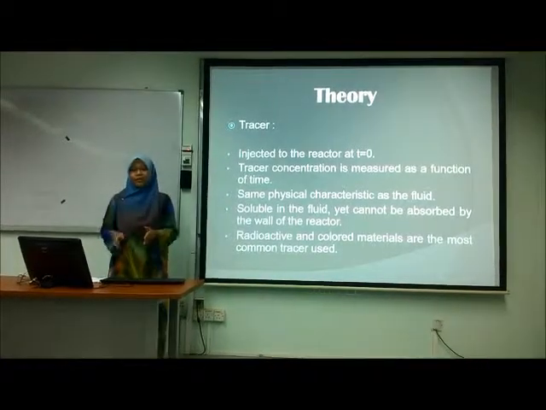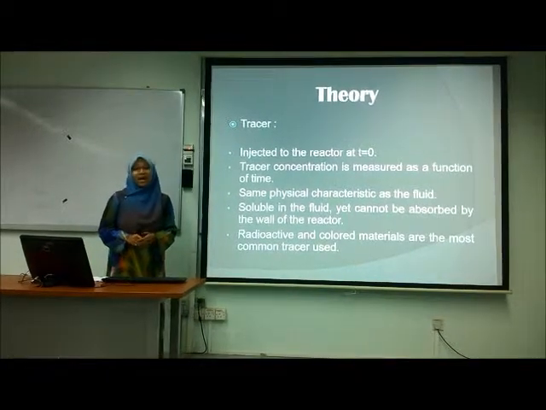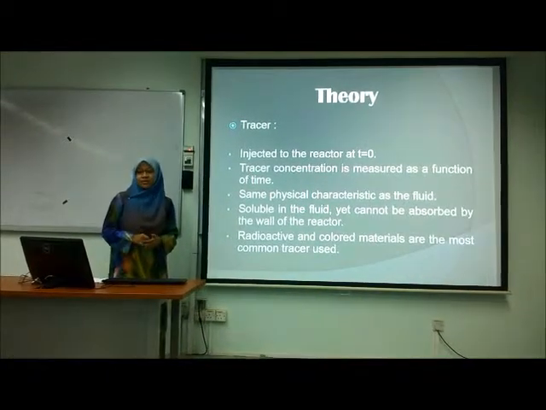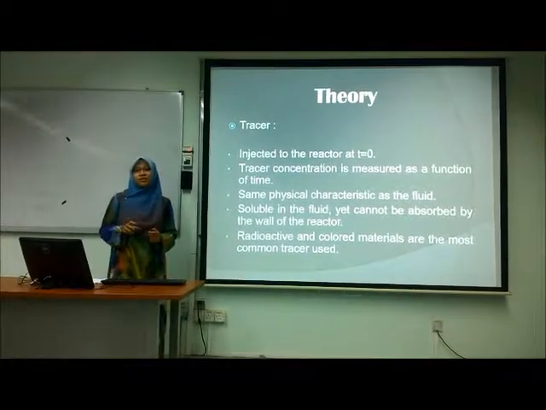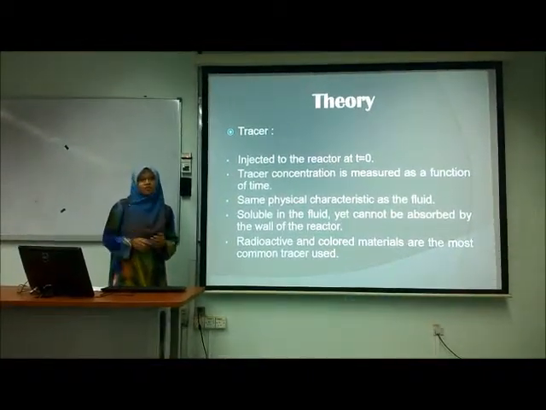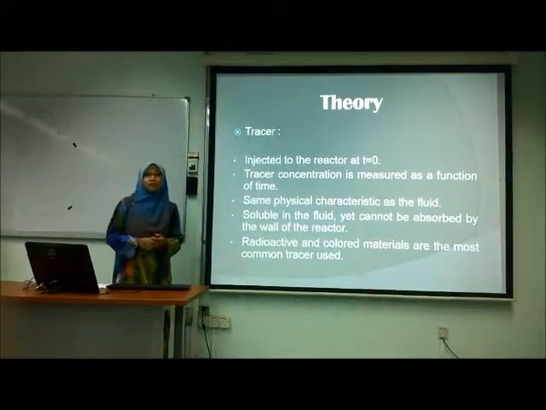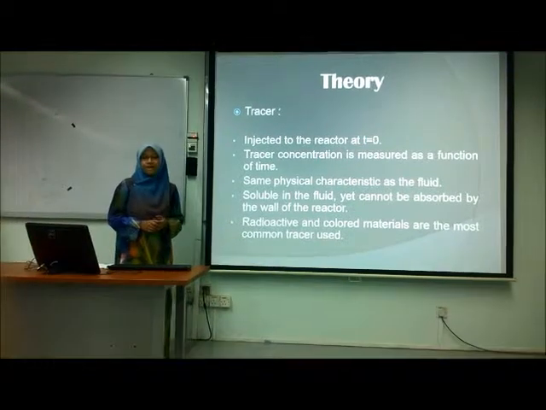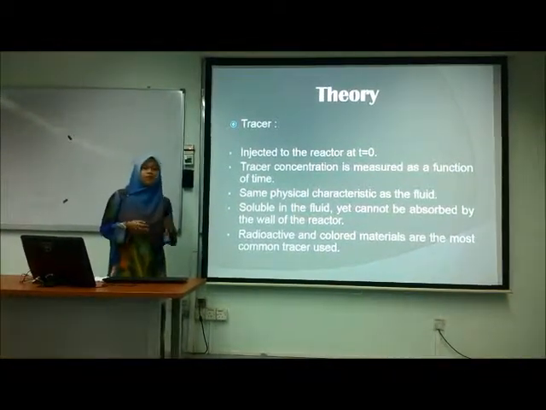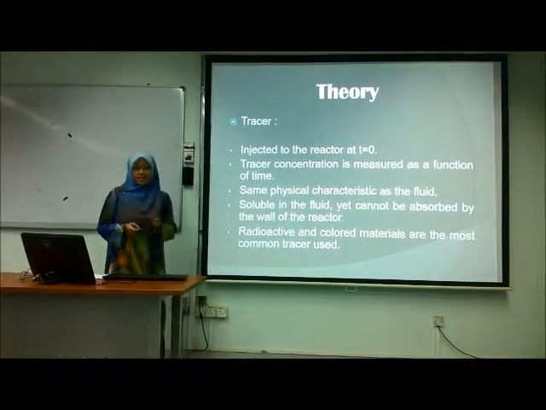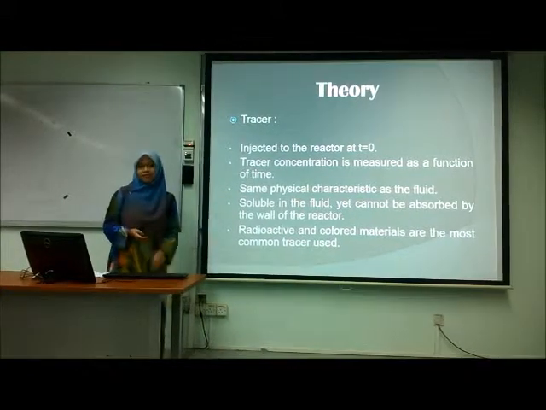Moving on to the theory. In order to measure residence time distribution in chemical reactor, an inert chemical named tracer is injected to the reactor at t equal to 0, and the tracer concentration is measured as a function of time. The tracer must have the same physical characteristic as the flowing fluid in the chemical reactor, and the tracer must be soluble in fluid yet cannot be absorbed by the wall of the reactor. The most commonly used tracers are radioactive and colored material.